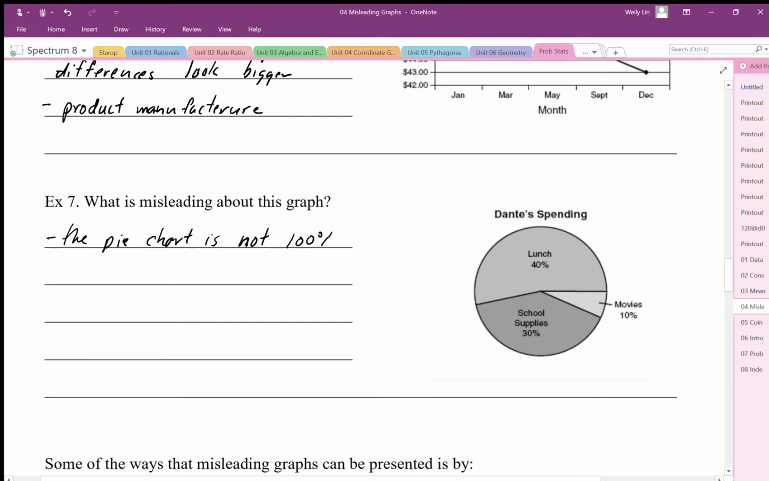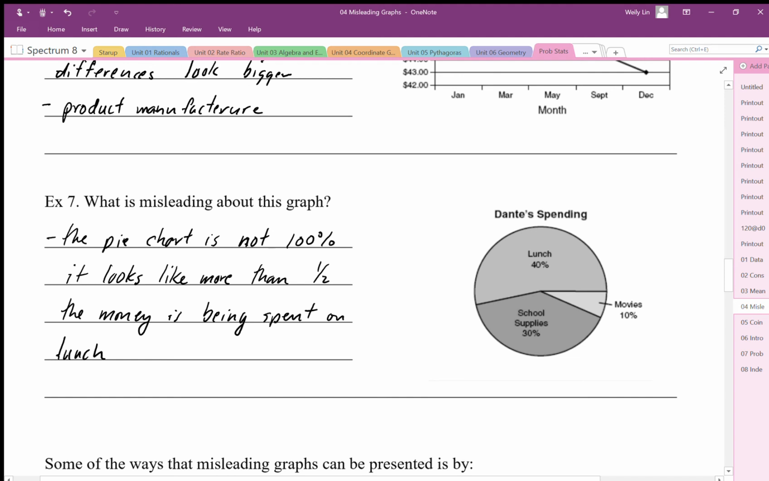And pie charts imply 100%, although they put down the percentages as great. But it looks like more than half the money is being spent on lunch, and the reality is it's actually less than 50% that's being spent on lunch. Okay, so it's very misleading because pie charts do imply 100%, but this pie chart is implying that lunch is more than 50%, which is clearly not.